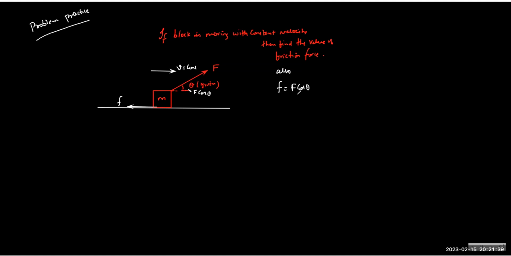Okay. And can you find mu? Because you know F, you can find mu, right? Of course, this mu is the same as mu k. Or you can say find mu k. That's also fine.